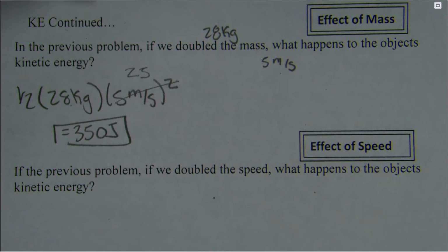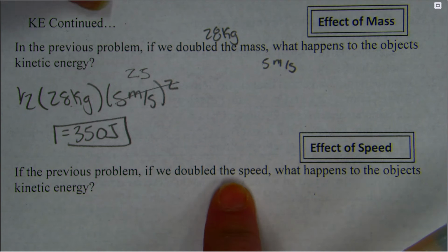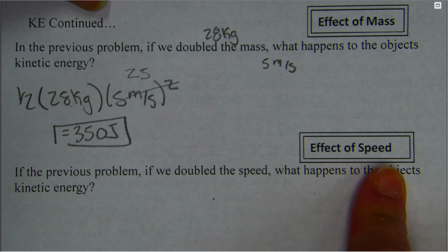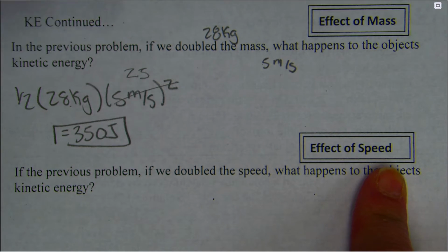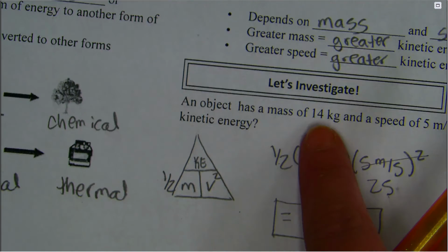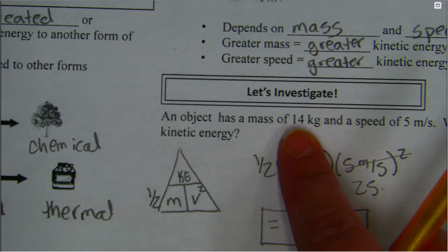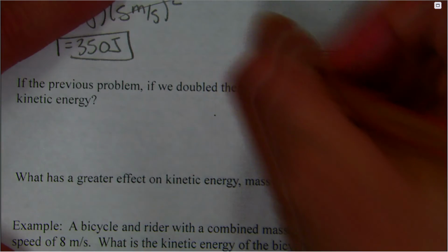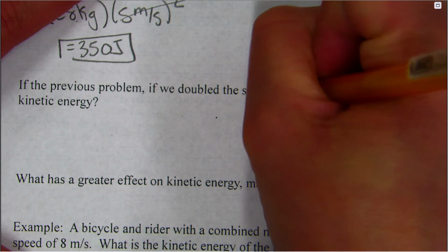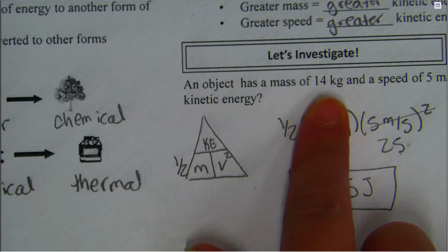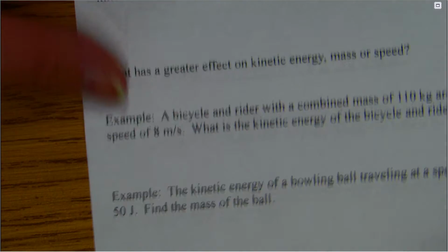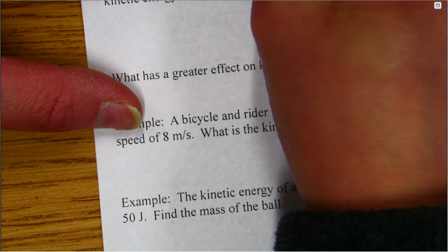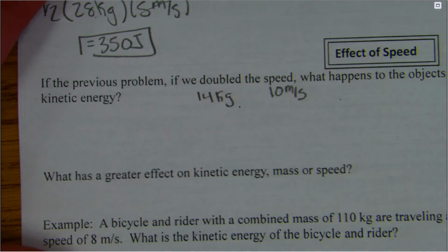In the previous problem, we doubled the mass. So let's look at the effect of speed. In the previous problem, my mass was 14. I'm going to double speed. So if my speed was 5 and I double the speed, that is going to be 10 meters per second. And again, 14 kilograms was the mass. That's going to remain the same. We just want to change the speed and see what happens when we double it.